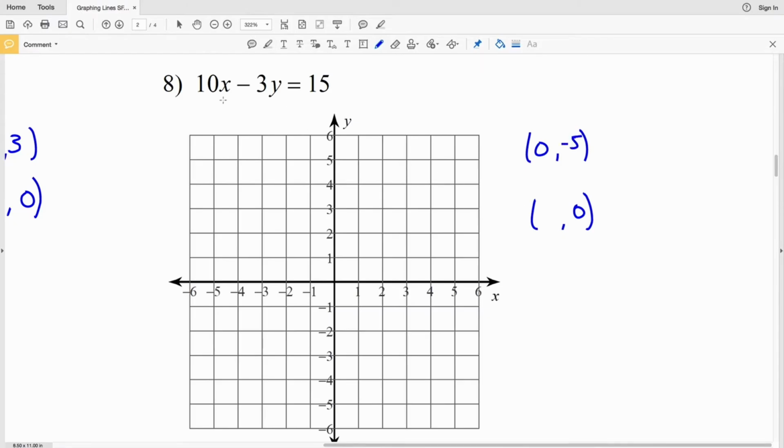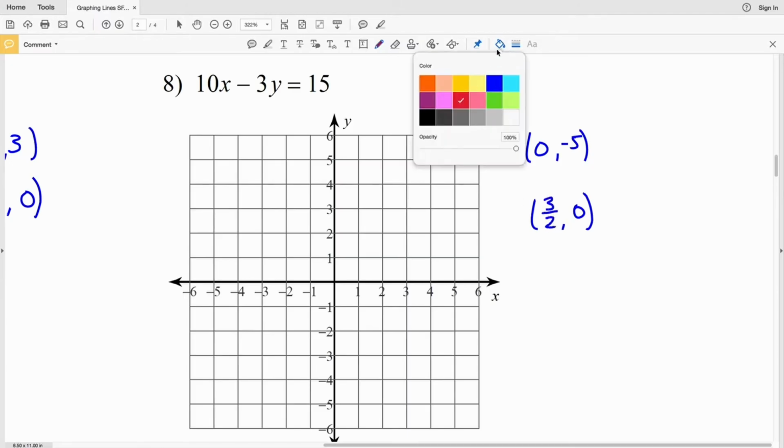Now let's solve for when y is 0. When y is 0, 3 times 0 is 0, so we have 10x equal to 15. Divide both sides by 10, and you'll get that x is equal to 15 over 10, but that can be simplified. Both are divisible by 5, so it would be 3 halves, or 1 and 1/2. So when y is 0, x is 3 halves.